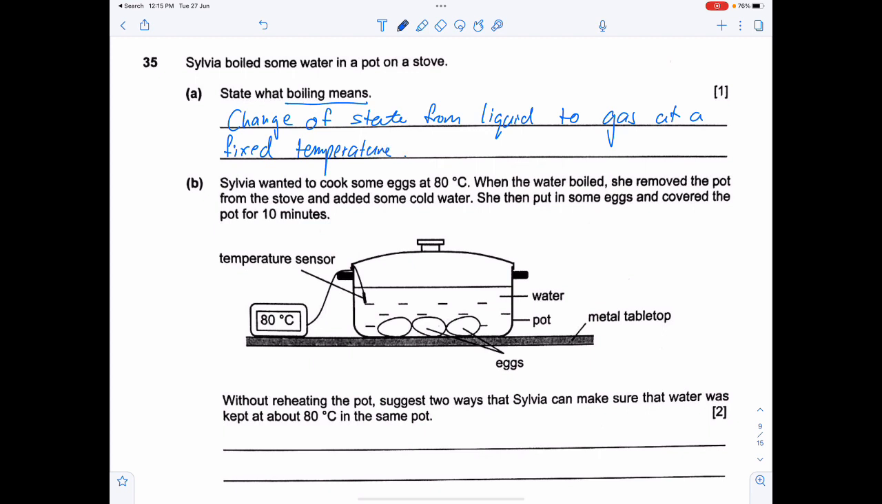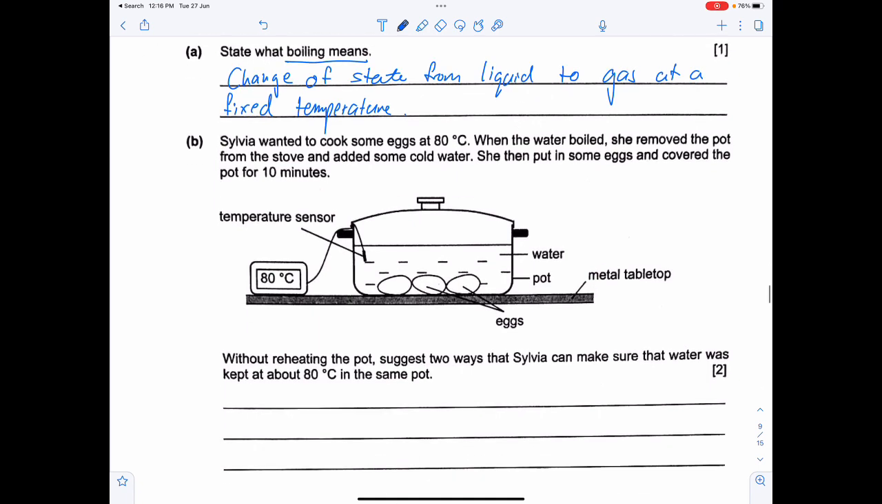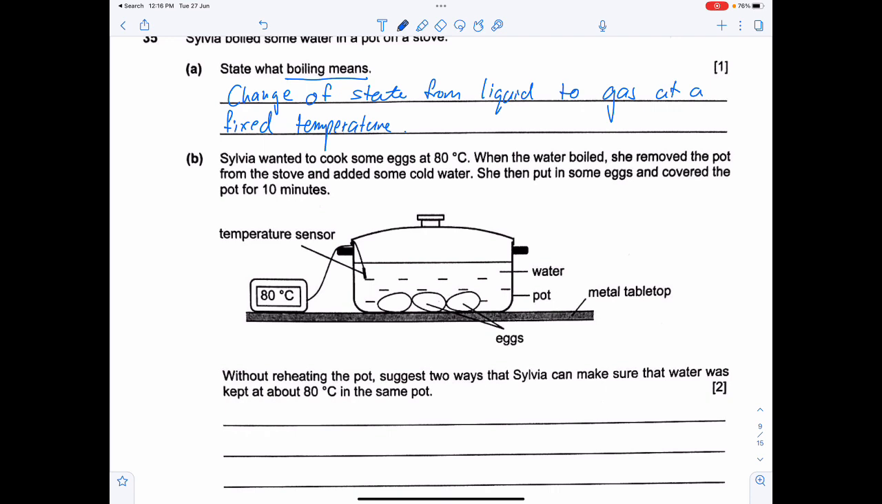Now be very careful. Water is not the only substance that can boil. Even gold, your metal gold, can boil. Metal can boil. Literally after it melts, if you heat it enough, it will also boil. And yes, pure substances have a fixed boiling point. That's why you realize in this answer, they did not say it is the change of water from a liquid to gas. It is just simply change of state.